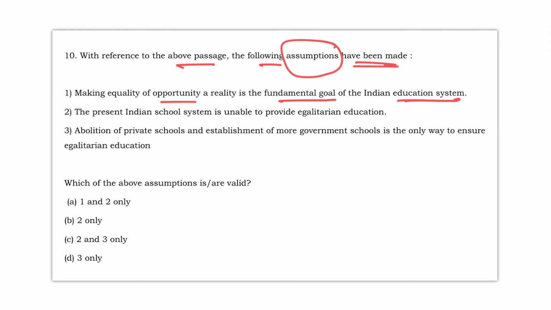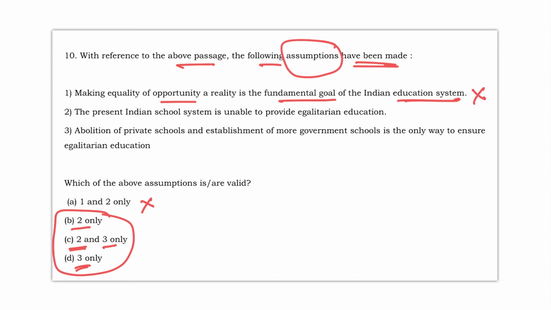Okay, so according to these two statements, when we compare here, making equality of opportunity, which they have already been given with the Right to Education Act, is the fundamental goal of the Indian education system, is a wrong answer, my dear friends. Okay, they are stressing quality here, so option 1 is wrong here. So 1 is wrong means option A can be eliminated here. Okay, so 2 and 3 only here. In the rest of the options, 2 appears twice and 3 also appears twice here, so we need to examine more carefully here.